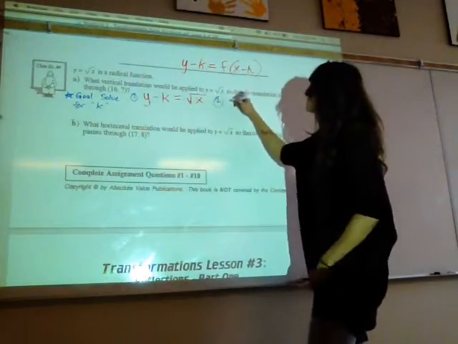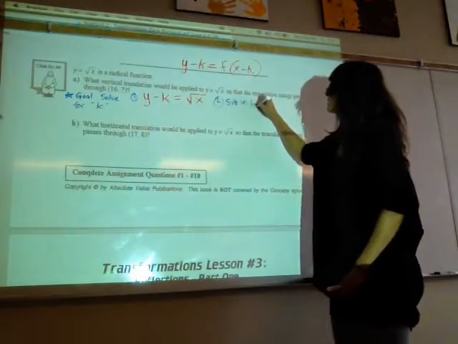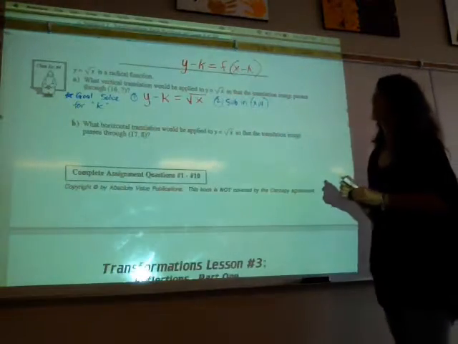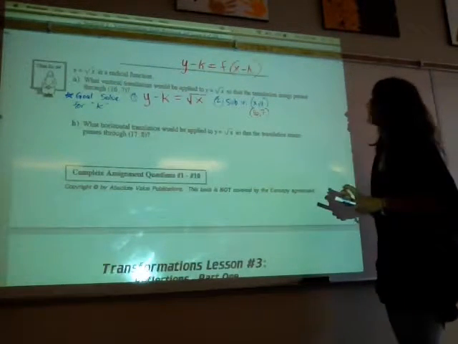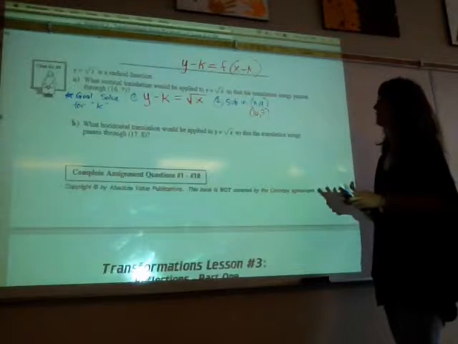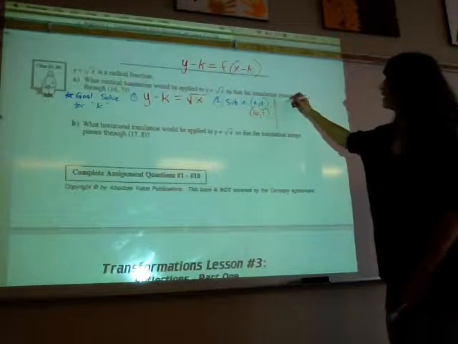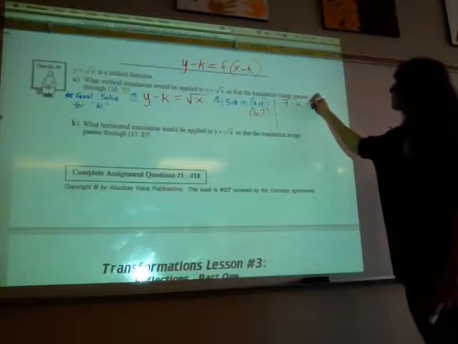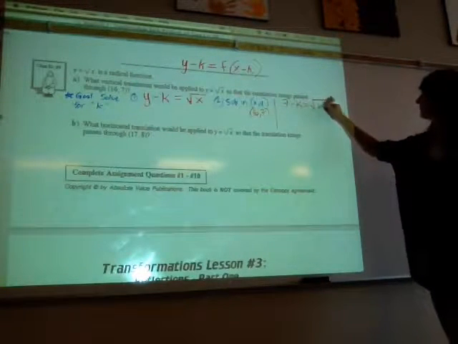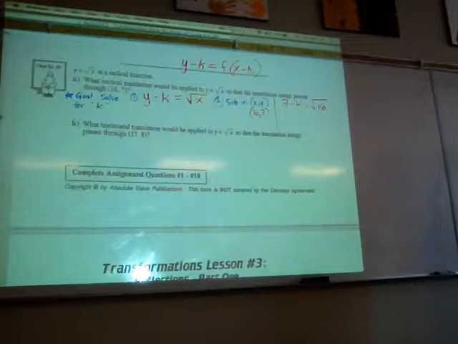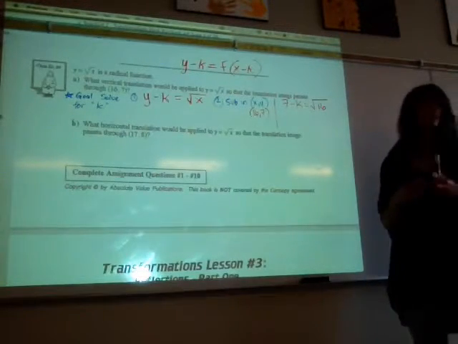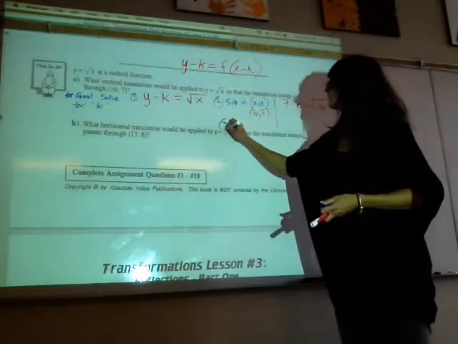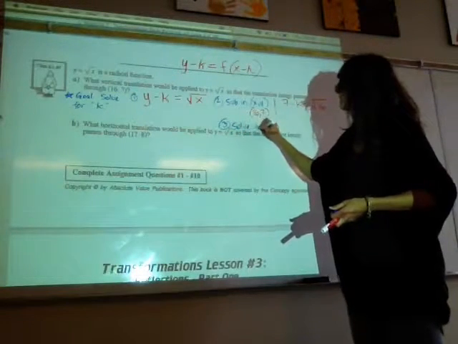Step 2, sub in the point x, y. That point was 16, 7. So if we sub 16, 7 into our equation, y is 7, k is unknown, and we are left with the square root of 16. So 7 minus k equals the square root of 16. We've subbed in our x and y. Last thing to do, what's our goal? Solve for k. So step 3, solve for k.